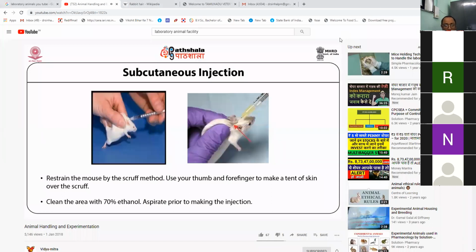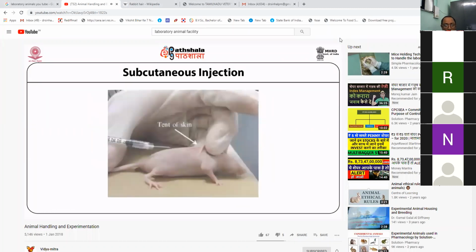This figure shows exactly how to inject subcutaneously in a mouse. This is a nude mouse. The same type of injection is done using a pen over the scruff region of the mouse, so that cancer cells or any cell lines can be injected properly subcutaneously.